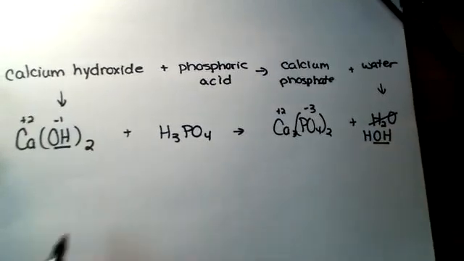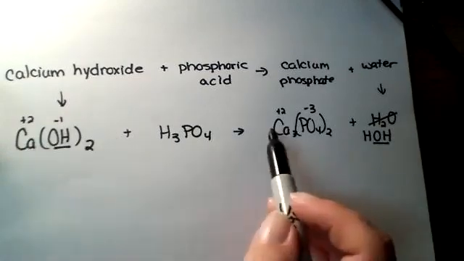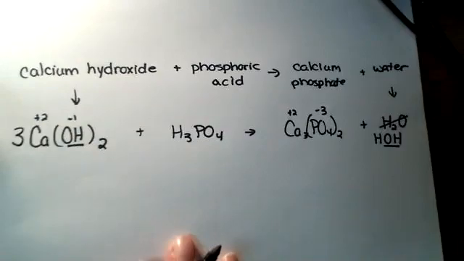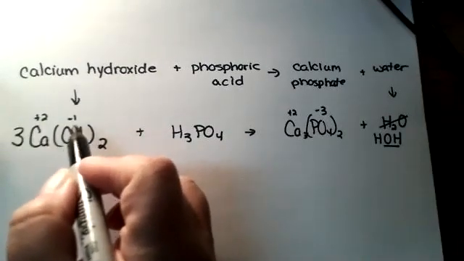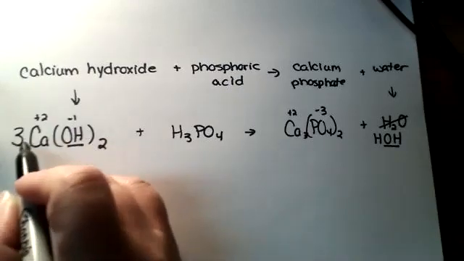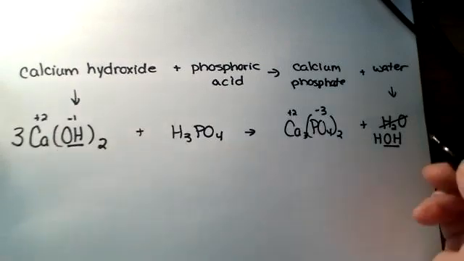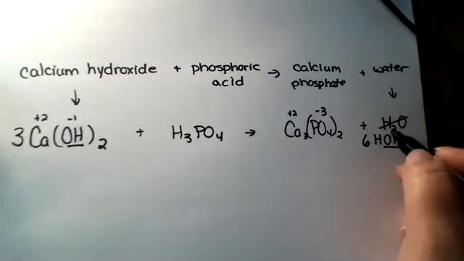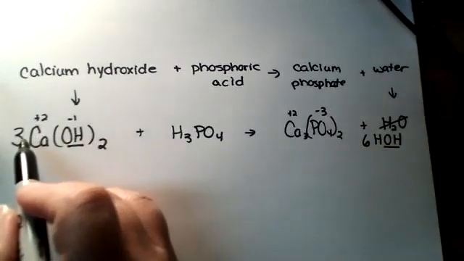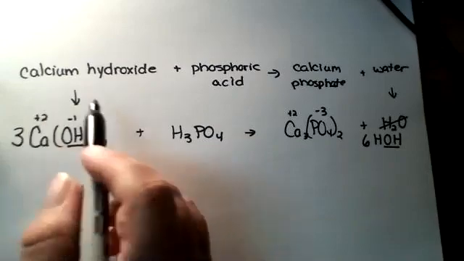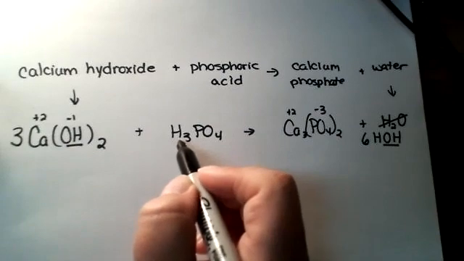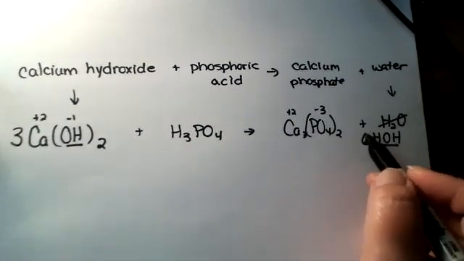So let me show you how I work this one. I have 1 calcium here, and I have 3 calciums here. So I'm going to come over here and put a 3. Now, how many hydroxides do I have on the reactant side? 6. So I'm going to come over here and put a 6, and that's going to give me 6 hydroxides right here. Okay, so I have 3 calcium, 6 hydroxides, 6 hydroxides. I have 3 hydrogens here, and how many hydrogens do I have on this side?